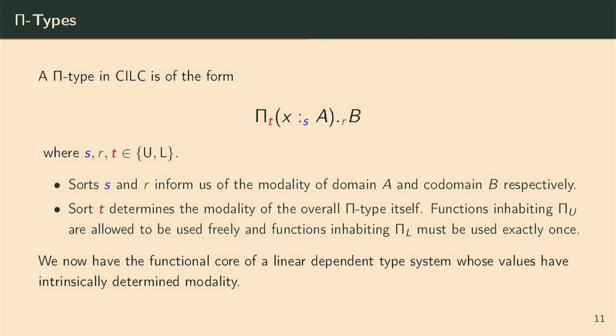So functions inhabiting the pi-U type are allowed to be used freely, and functions inhabiting the pi-L type must be used exactly once. So these couple of annotations completely determine the answers to the questions we have from before. So now we have the functional core of a linear dependent type system whose values have intrinsically determined modality.